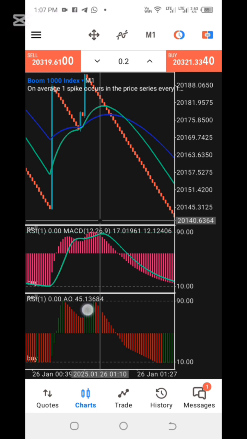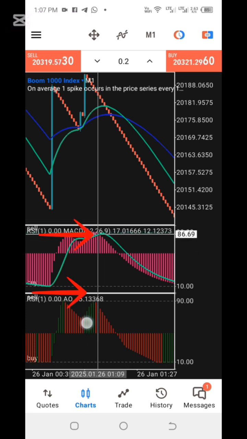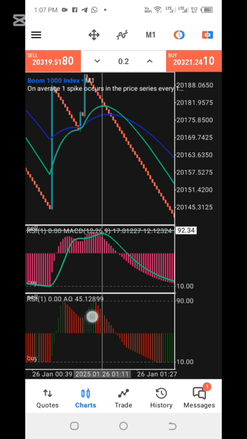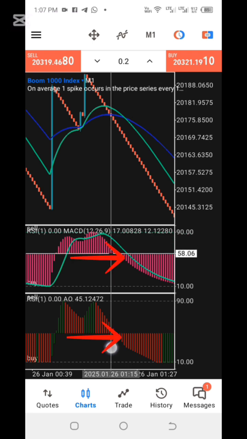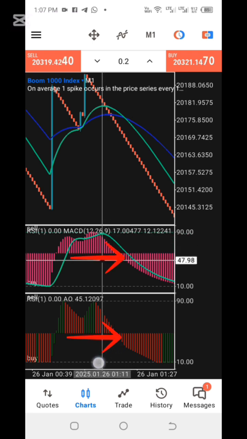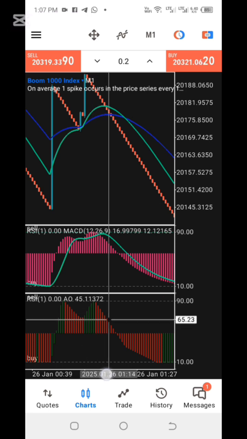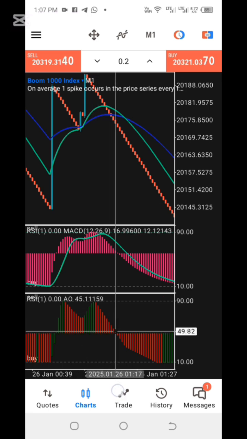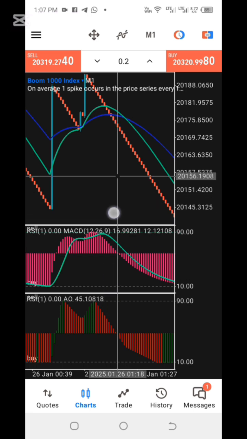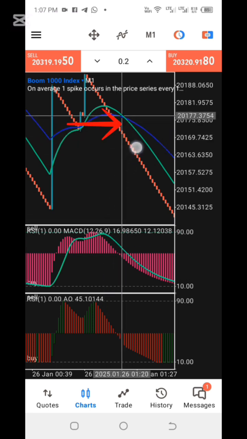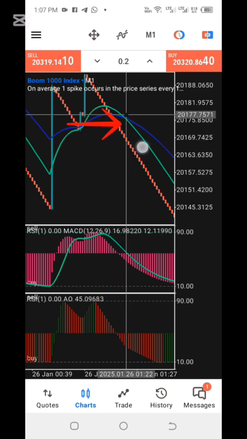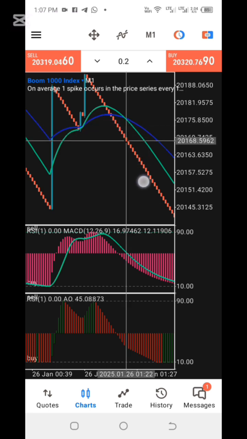We have to wait for the MACD and the RSI to reach level 90 and cross the zero line or this middle line. Then we also need to check if the awesome oscillator has reached level 90 and also crossed the zero line. When these two conditions are met, we need to have confirmation from the main chart whereby these two moving averages crossed and the green line must be below the blue line. When these three conditions are met, in Boom 1000 we sell and we take 10 candles.